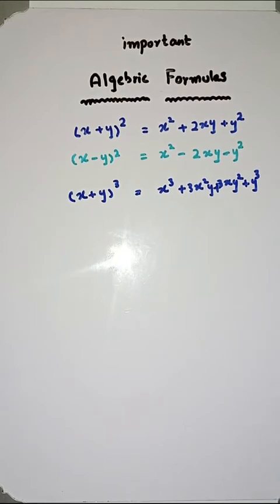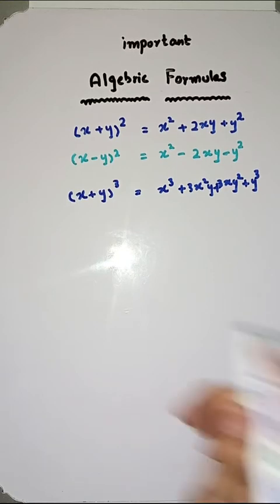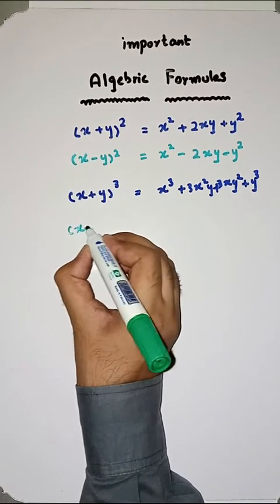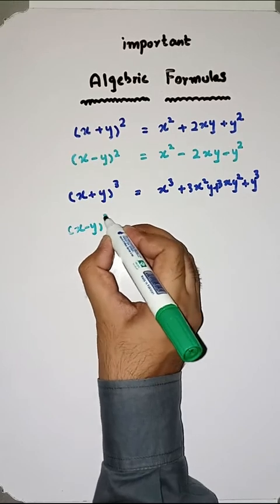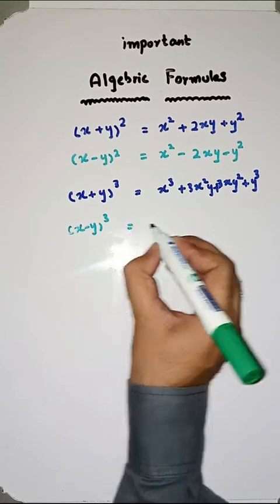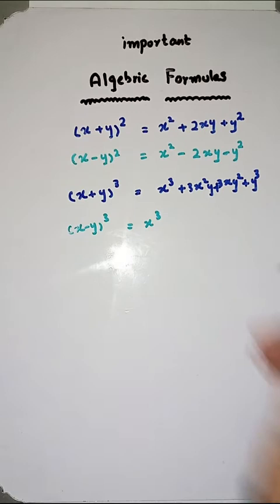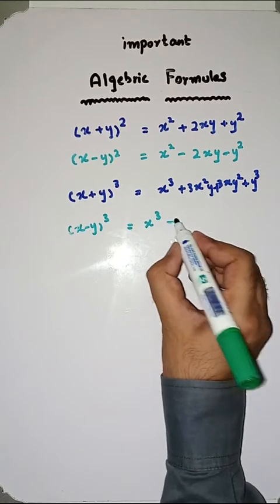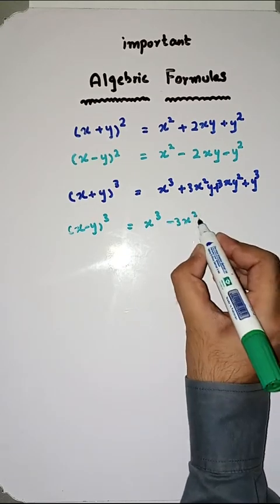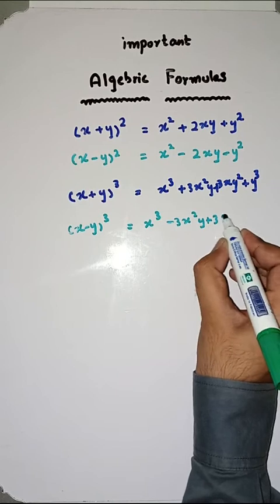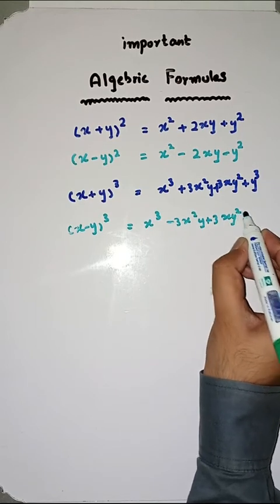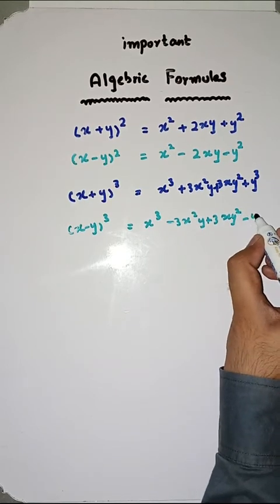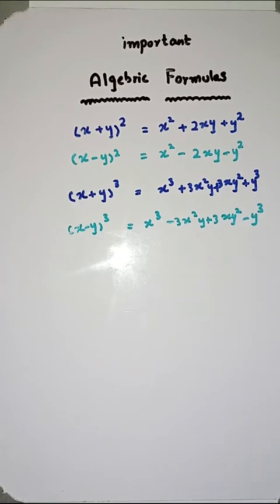plus y cube. Next one is x minus y whole cube is equal to x cube minus 3x square y plus 3xy square minus y cube. Got it?